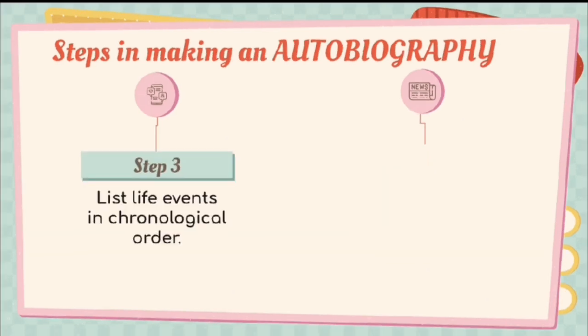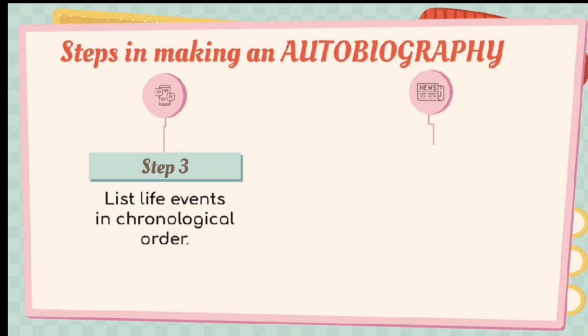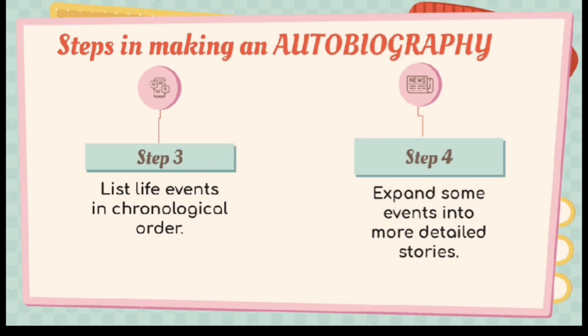Step 3, list life events in chronological order. Remember, autobiographies are written in the order events occurred, making it easier for a reader to follow along. Associate dates with all the events that are shared, like a timeline. Step 4, expand some events into more detailed stories. Some life events deserve a little more narrative. For those extra impactful ones, feel free to break out of a matter-of-fact manner of storytelling and add in some emotion and drama. Spend more words on these life-changing instances.